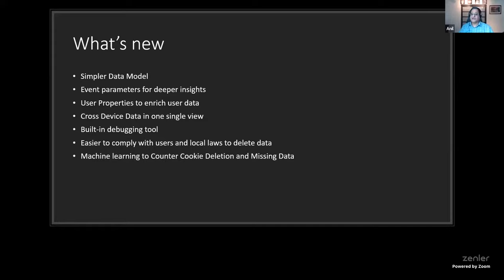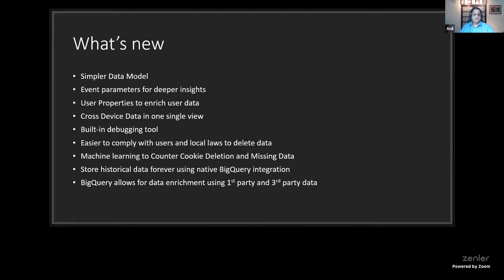You have machine learning to counter cookie deletion and missing data. This is becoming a problem. Cookie deletion is on the rise. Browsers are blocking the cookies, which results in missing data. However, there is machine learning that fills those gaps to give you accurate numbers. So this is another big change that I like. And you can store historical data forever using BigQuery integration. Now you can get the raw data in BigQuery with GA4. So GA4 is a great step forward. However, the way the GA team has been rolling out features, or taking away things, is kind of haphazard, which I don't like. BigQuery allows for data enrichment using first-party and third-party data.